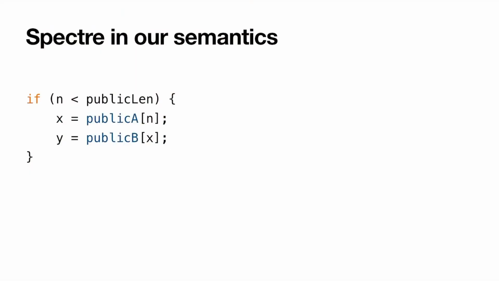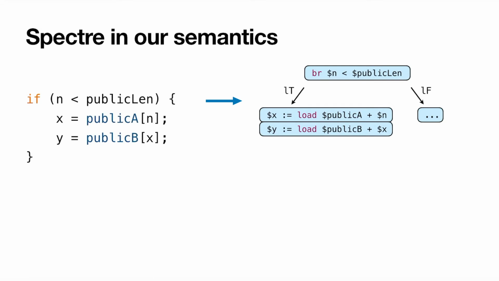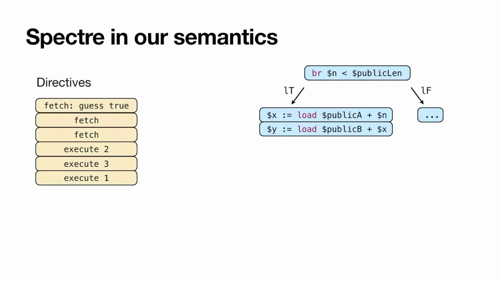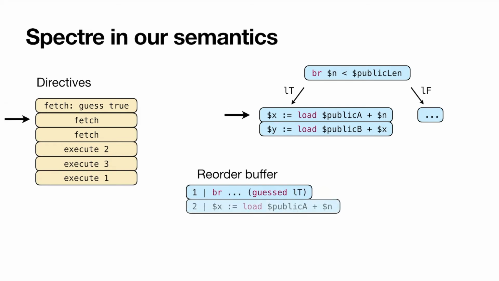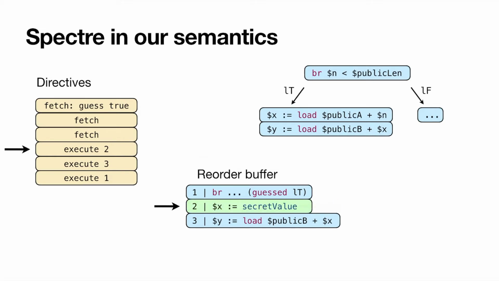Here's the example from before, trivially constant time, but susceptible to Spectre. In our semantics, the program will look something like this. And let's suppose this is the schedule of directives. So according to the schedule, we first fetch the branch into our reorder buffer, and we're going to speculate that the branch is taken. Fetch true. We'll store all of this information in the buffer since it'll be useful later. We also fetch the next two instructions inside the branch. So when we execute index 2, because n is out of bounds, we end up loading this secret value as the transient value of x.